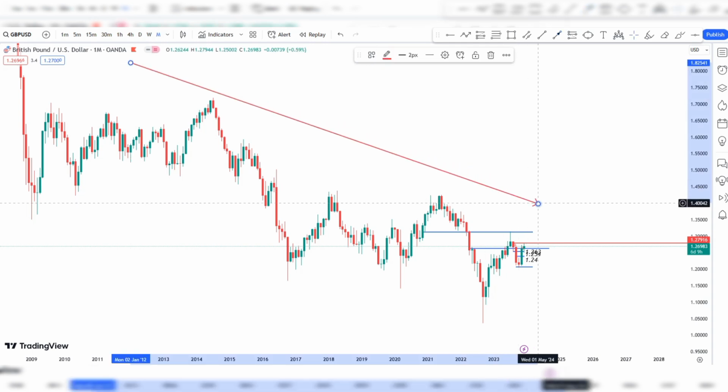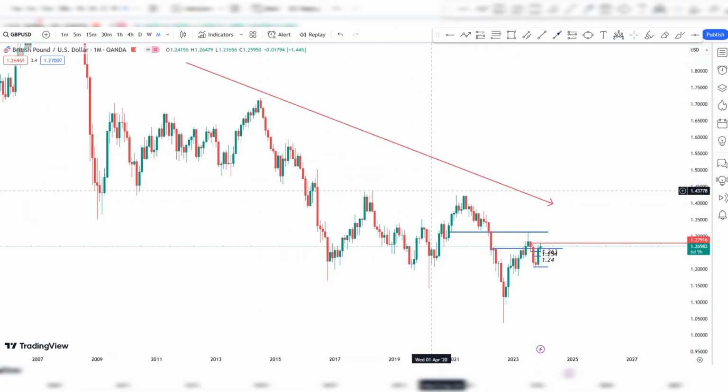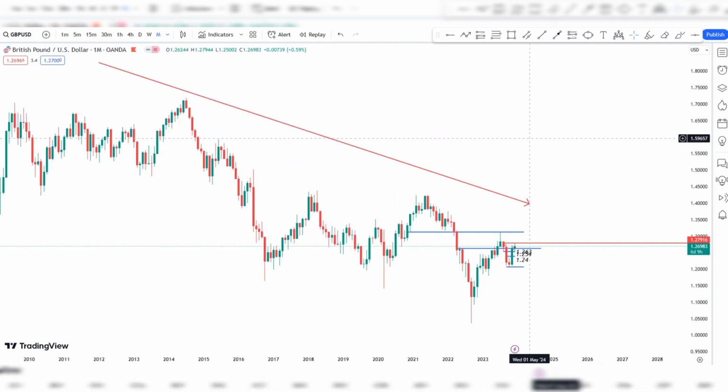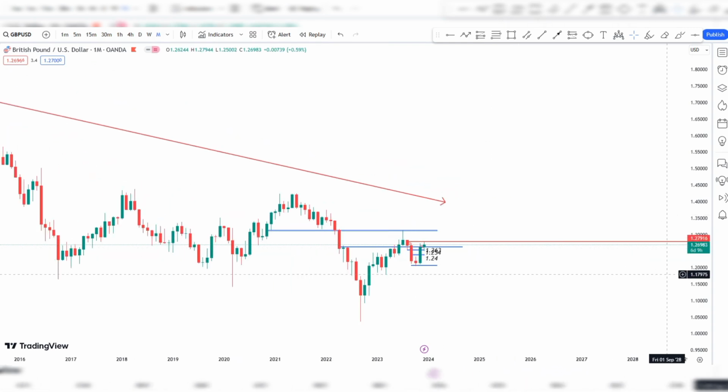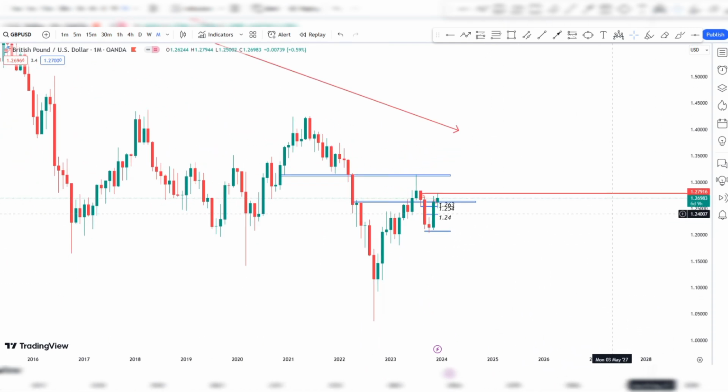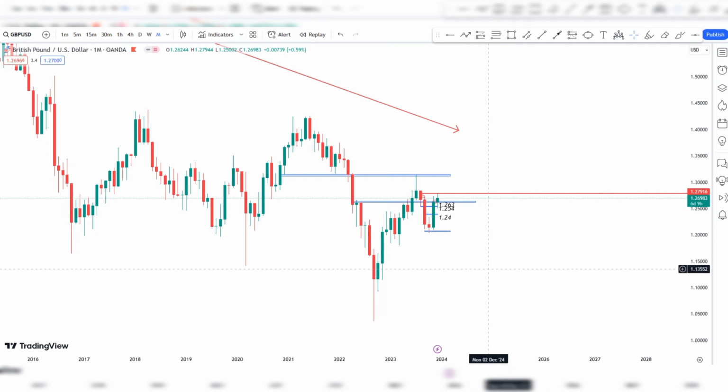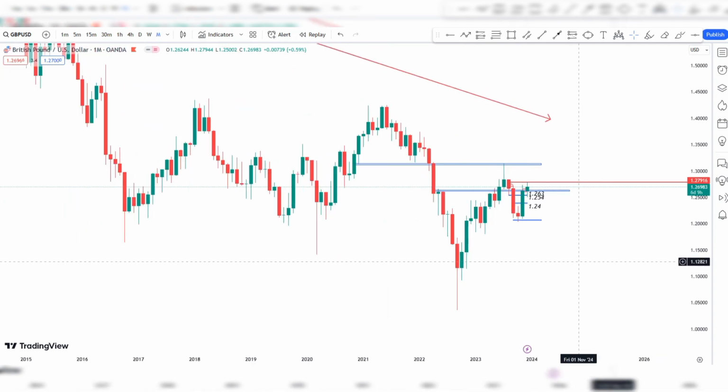Now we can see the price has been in this sort of downward trend for a long time, and what we're going to do is just to see generally, even though price has been in the downtrend, just to look at where we are at the moment and how we can capitalize on GBPUSD.